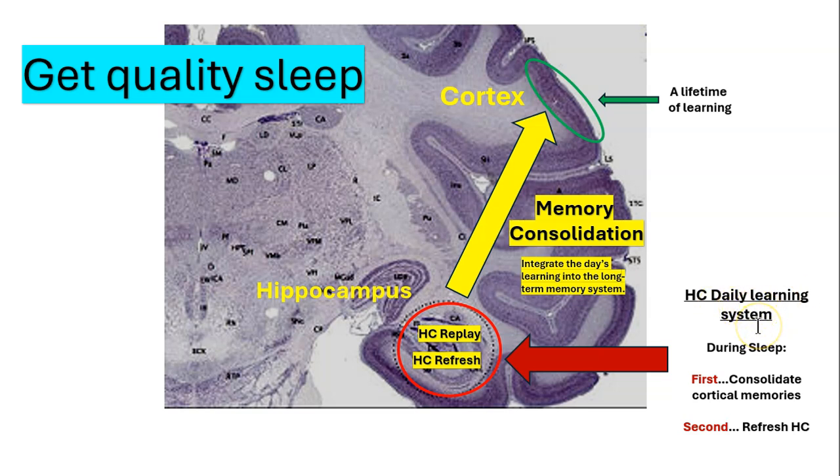It's doing two really important things during sleep. First, consolidate cortical memories. We do hippocampal replay. We fire up those strong hippocampal memory traces to strengthen the cortical memory traces, and then we weaken those very same memory traces to refresh the hippocampus in preparation for new learning.